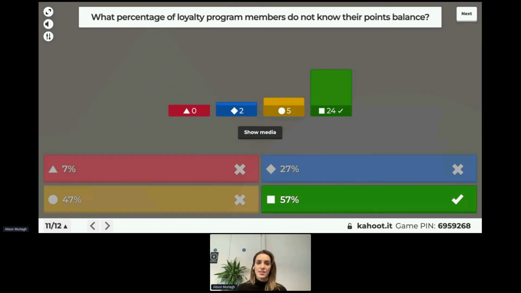This is another really strong reason to integrate your loyalty program with your email service provider or your SMS platform to really help improve that point of communication. You can let people know their points balance. You can have points expiry emails going out to remind them to use their points and just increase that communication. So again, people aren't left in the dark with their loyalty program status. Well done, everybody. Let's take a look and see what the scores are now.